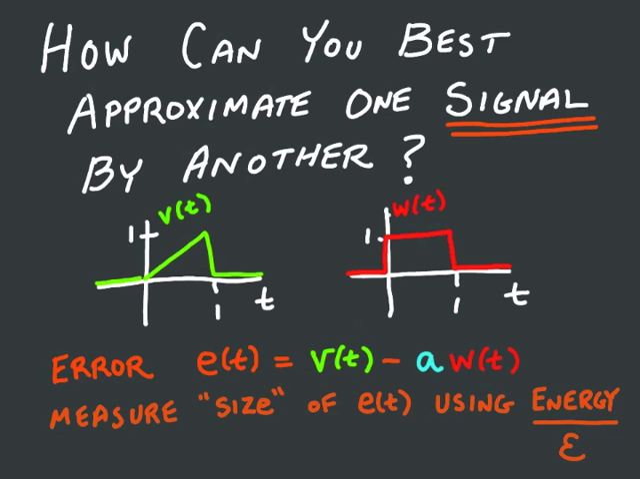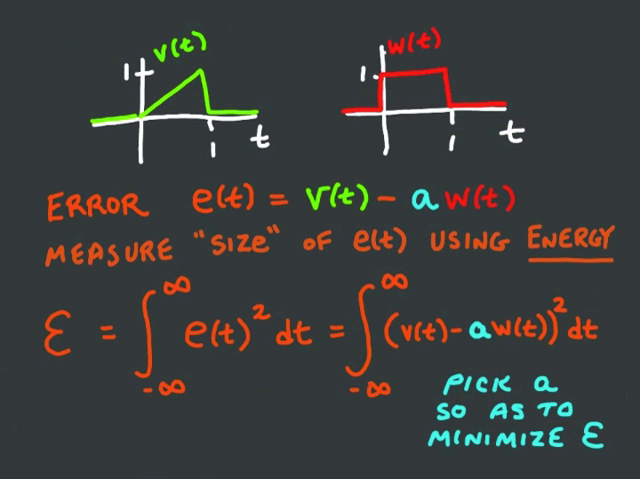And for this, we're going to use the energy. And we'll call that epsilon. So we're following exactly the same notation as we did in the lecture on vectors. So here we've written out the energy of signal E of t. And of course, by the definition of energy, that's going to be the integral from minus infinity to infinity of E of t squared. Now, substituting for E of t, V of t minus A of W of t, we'll then plug that in, and then we want to pick A so as to minimize epsilon, the energy. This is following exactly the same idea that we did in the previous lecture on vectors.